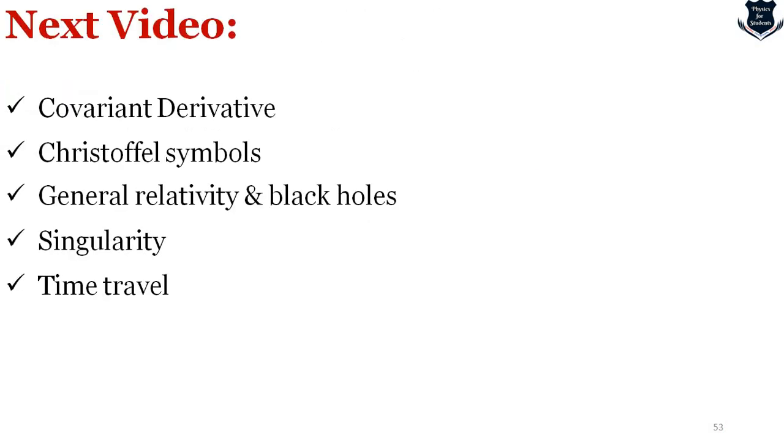vectors. Right, so in the next video, we are going to look a little bit more into the covariant derivative, and most importantly, the Christoffel symbols. We're also going to look into the curvature of general relativity, how it leads to black holes, singularity, and time travel. That's all in today's video. I think you have enjoyed it. I am continuing with this in the third part, comprising these important topics, and more or less after that, our fundamental concepts will be done.